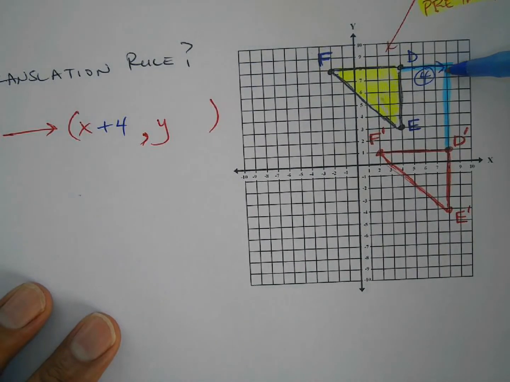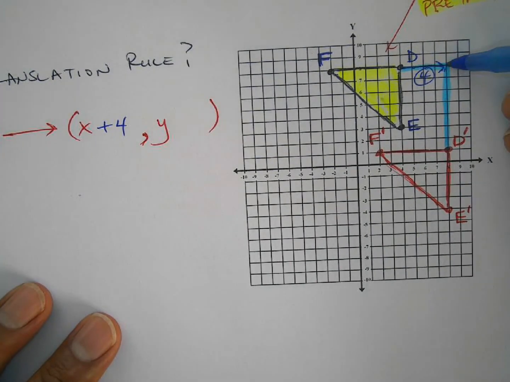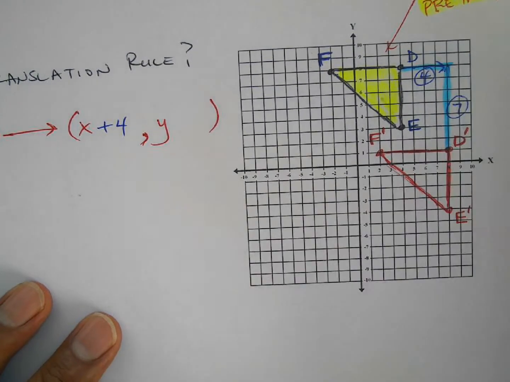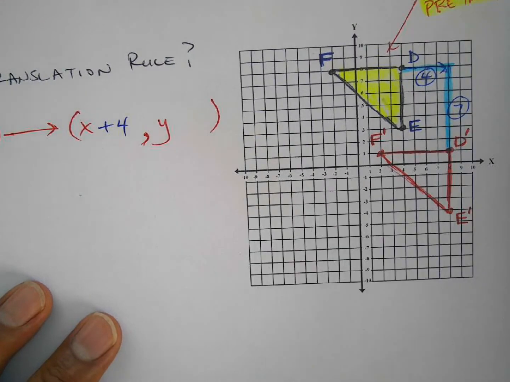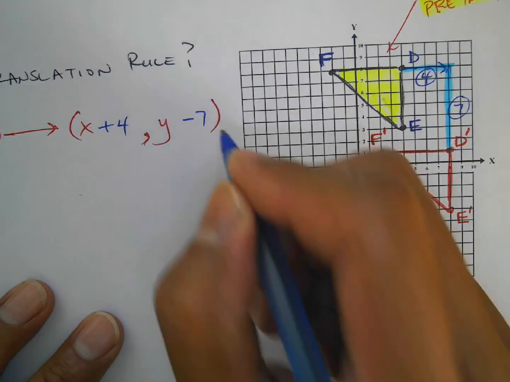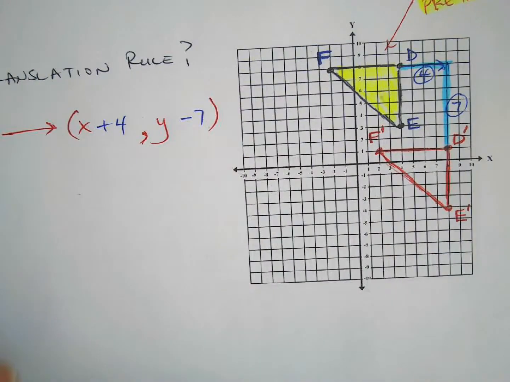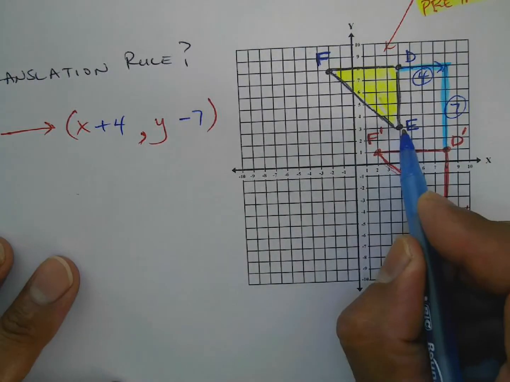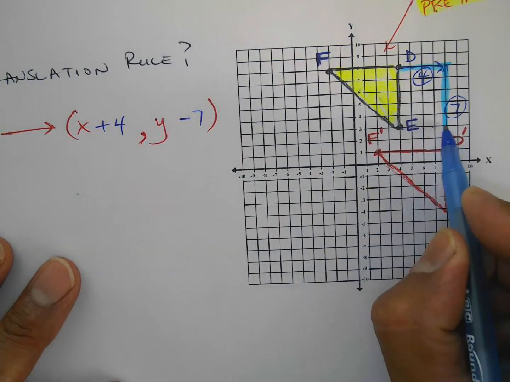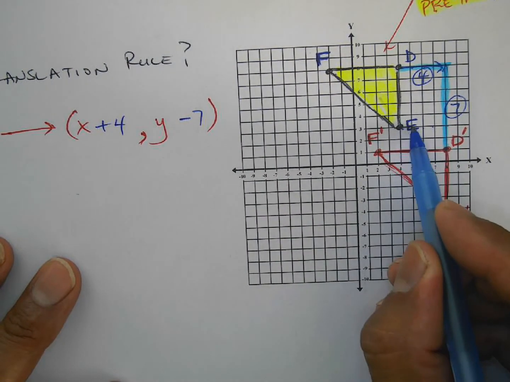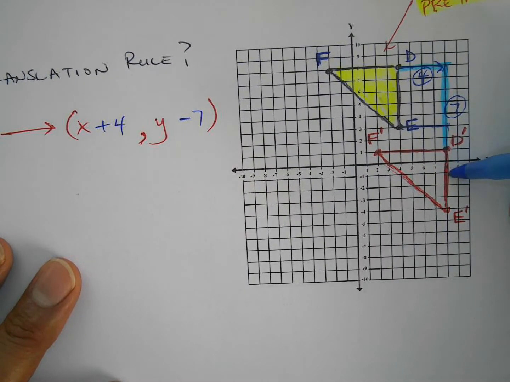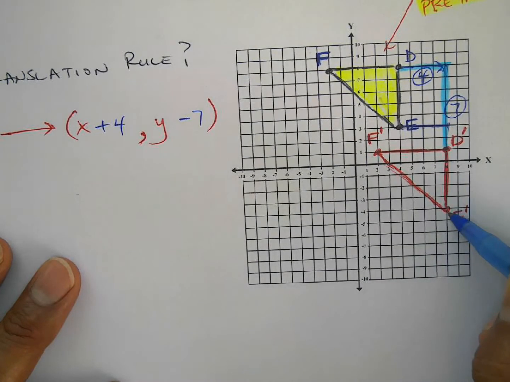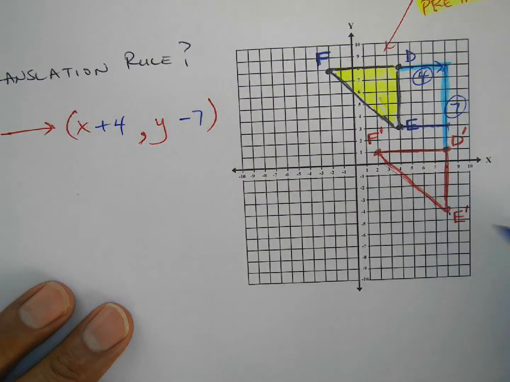And then from there, how much did it have to go in which direction? Well, it had to go 1, 2, 3, 4, 5, 6, 7. It had to go 7 down. Would that be plus 7 or minus 7? Well, it's going down, minus 7. And if you notice, it's going to be true for all the points. Look, 1, 2, 3, 4. I'm looking at point E. 4 this way and 7 this way. 1, 2, 3, 4, 5, 6, 7. See, the same thing is happening to all the points.